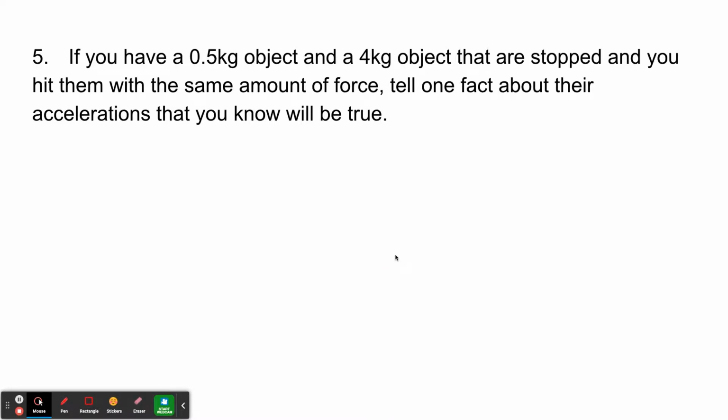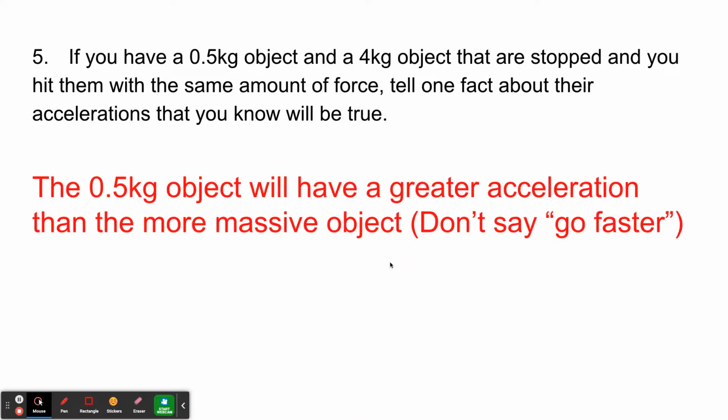If you have a 0.5 kilogram object and a 4 kilogram object that are stopped and you hit them with the same amount of force, tell one fact about their accelerations that you know is going to be true. Well, the fact we know is that the 0.5 kilogram object is going to have a greater acceleration than the more massive object. Please don't say that it's going to go faster because these could be moving and we could slow them down. All we know is that the lighter object will change more. Its motion will change more than the heavier object.